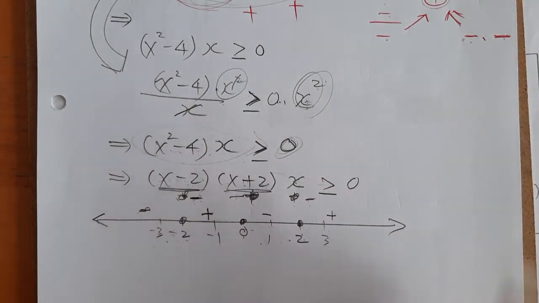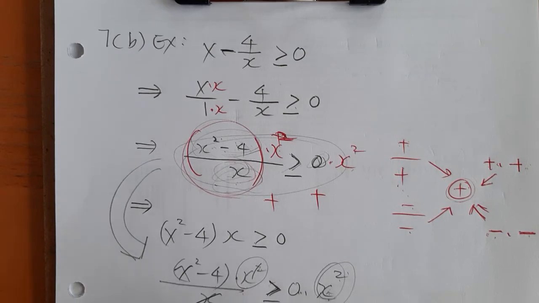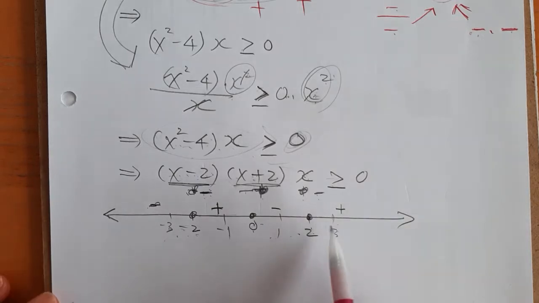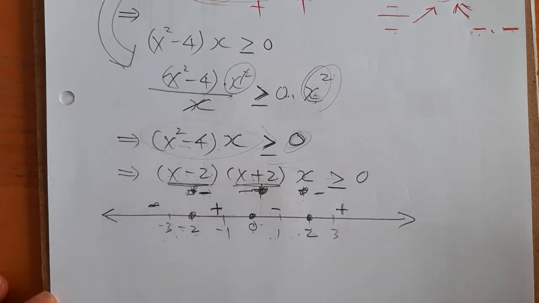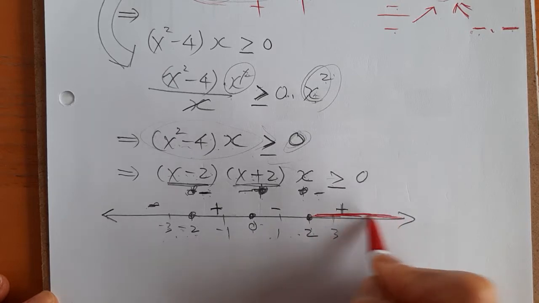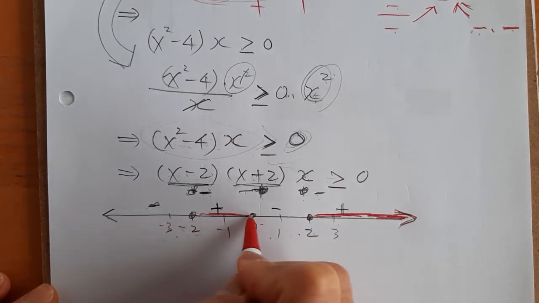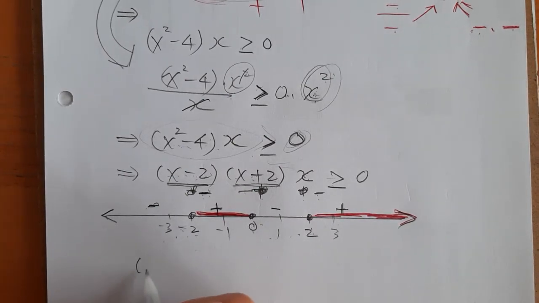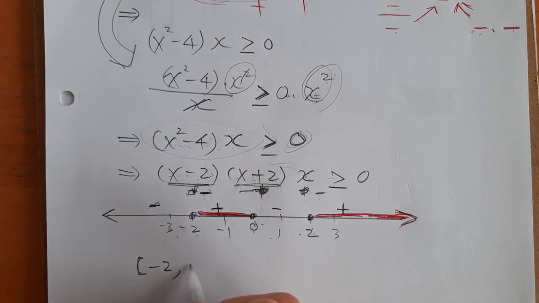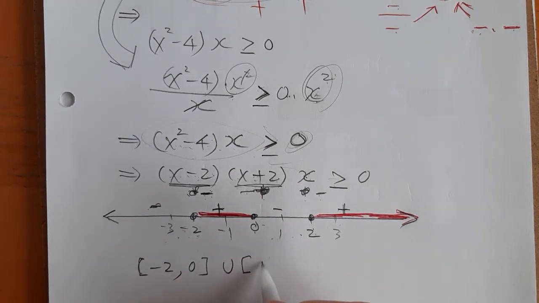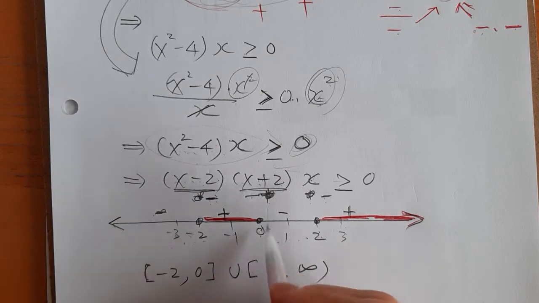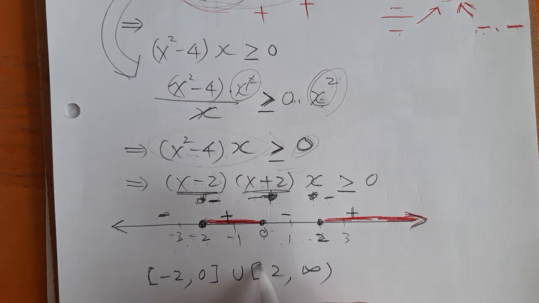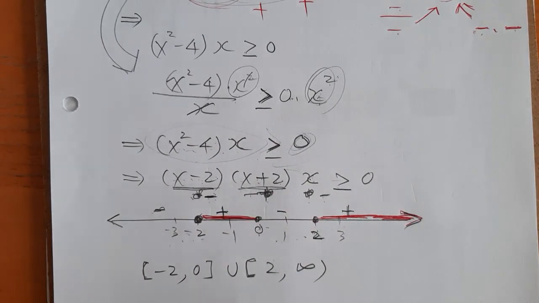So in this question you get greater than or equal to 0, so the solution means positive. The solution is the positive sign: this positive interval and this positive interval. So your answer will be from negative 2, including negative 2, to 0, union with from 2, including 2, to positive infinity.